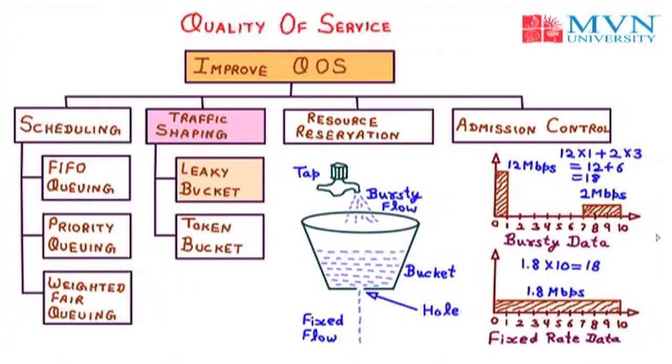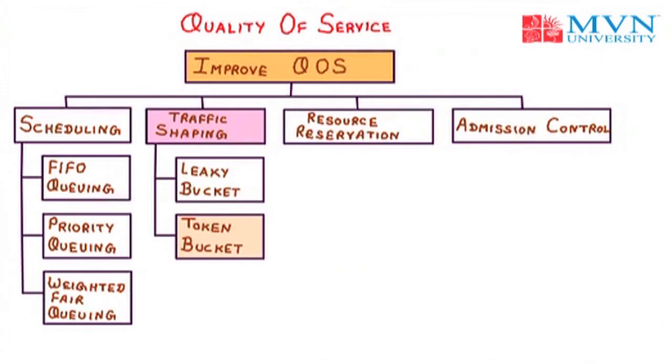Next we are having the token bucket. The leaky bucket is very restrictive. It does not credit an idle host. For example, if a host is not sending for a while, its bucket becomes empty. Now, if the host has bursty data, the leaky bucket allows only an average rate. The time when the host was idle is not taken into account.